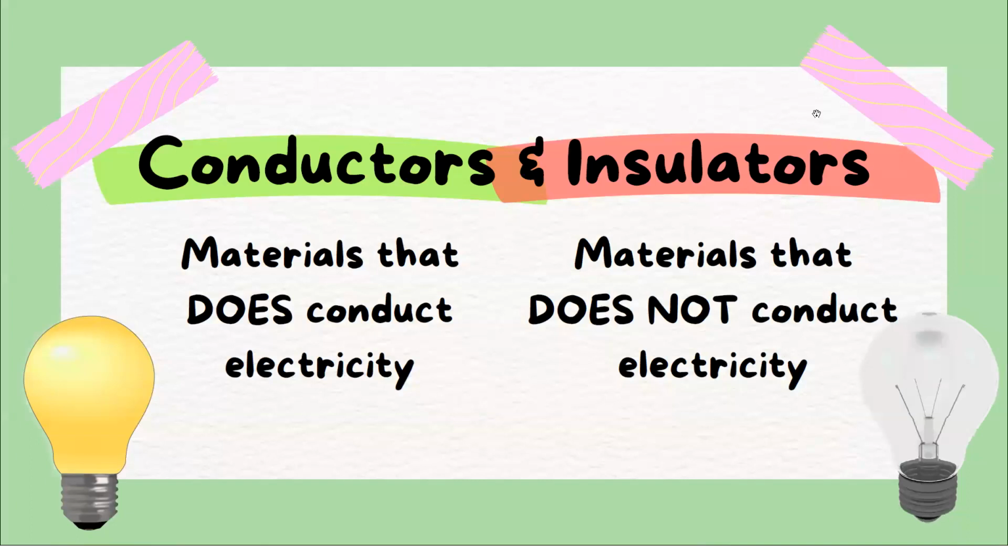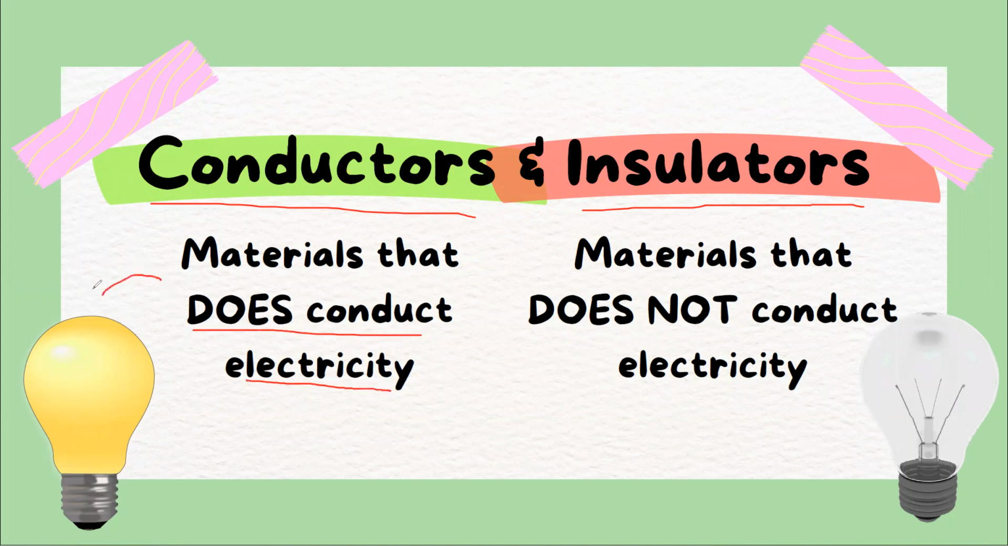Now, I've already talked about what a conductor and an insulator are, right? A conductor is basically any material that does conduct electricity. See here, which makes the light bulb light up. So basically, what does conduct mean? Conduct means to allow electricity to pass through them. This is what conduct means.